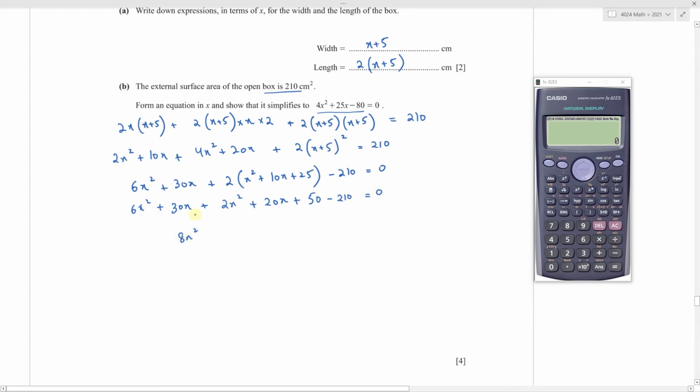This will become 8x squared plus 50x plus 50 minus 210. So this is minus 160 equals 0. So I can divide by 2 on both sides of the equation. So 8 divided by 2 will be 4x squared plus 25x minus 80, and then 0 divided by 2 is 0. So basically I've multiplied by 1 over 2 on this side and multiplied by 1 over 2 on this side to simplify this expression into this form that is given: 4x squared plus 25x minus 80 equals 0.